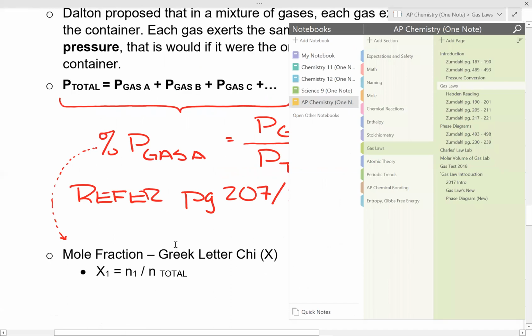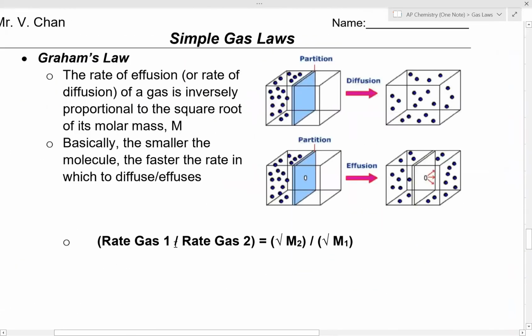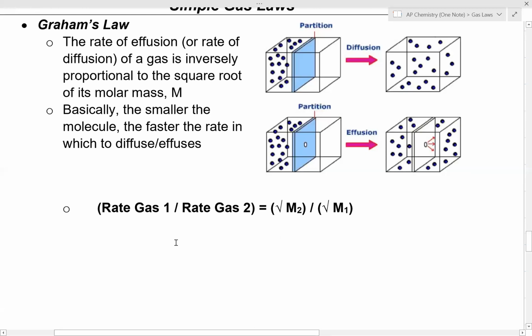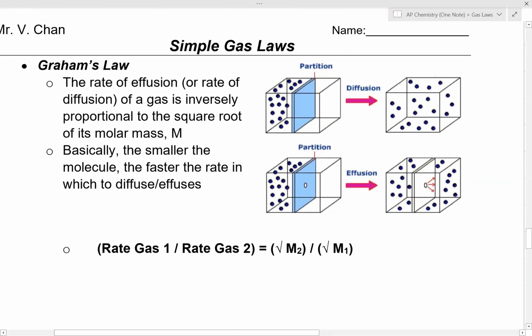another thing that we should touch upon is something called Graham's law. So what is Graham's law? The rate of effusion or rate of diffusion of a gas is inversely proportional to the square root of its molar mass, which we give the symbol M. So basically, you can think of it, the smaller the molecule, the faster the rate in which that particular molecule diffuses or effuses.